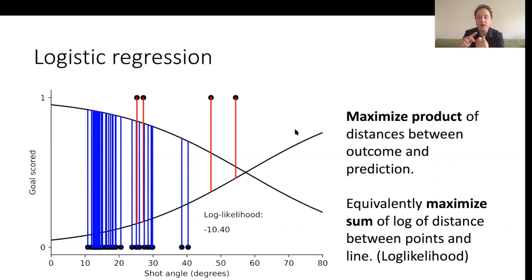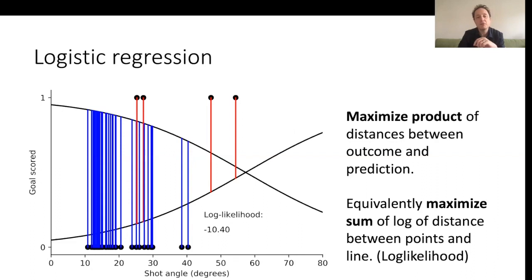And what we're going to do, and this curve doesn't maximize the probability, but the idea is then to maximize the product of the distances between outcome and prediction. Equivalently, that's the same as maximizing the sum of the log distance between the points and the line.